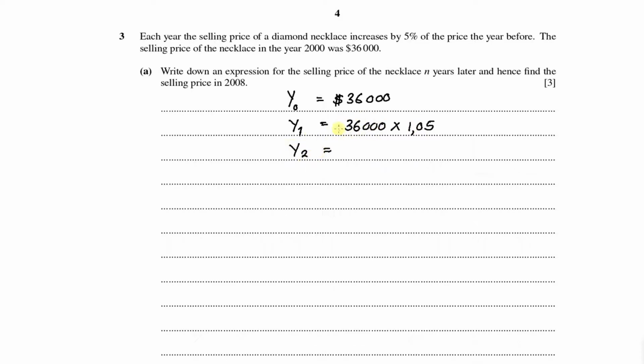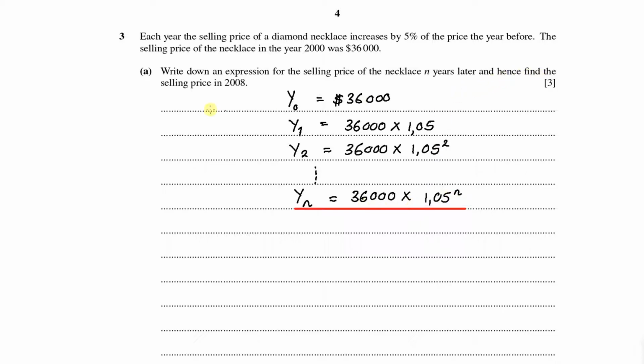Two years later, we'll be increasing the value from the previous year again by the same percentage, so it'll be 36,000 multiplied by 1.05 squared. This is going to continue all the way until we get to year n, which will generally be 36,000 multiplied by 1.05 to the power of n. So what we have here is the expression for the selling price of the necklace n years later.